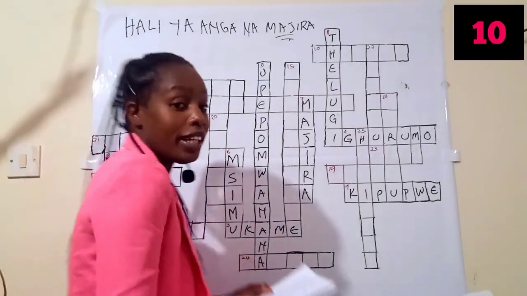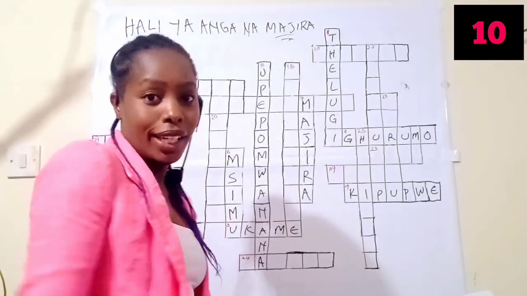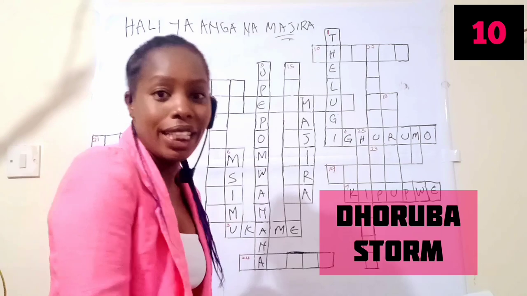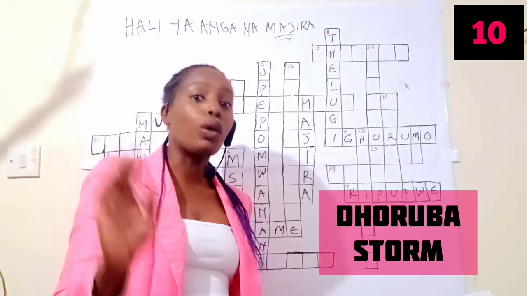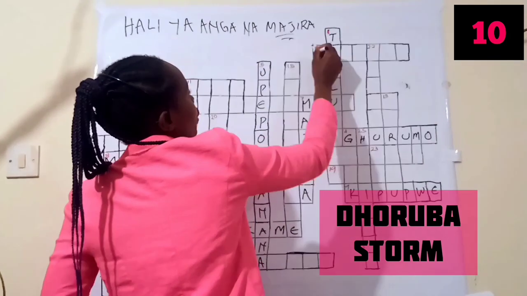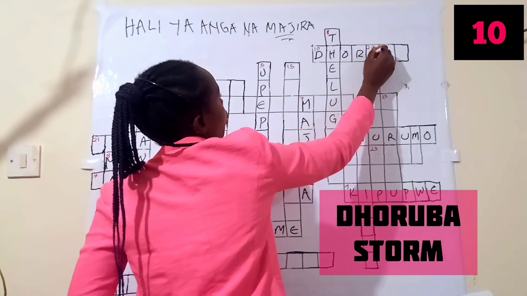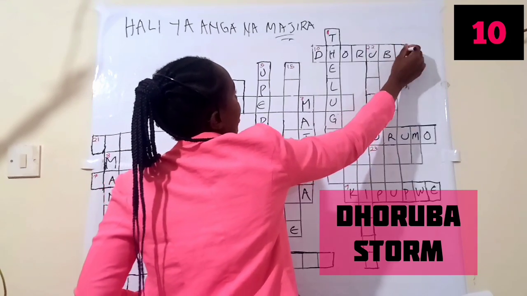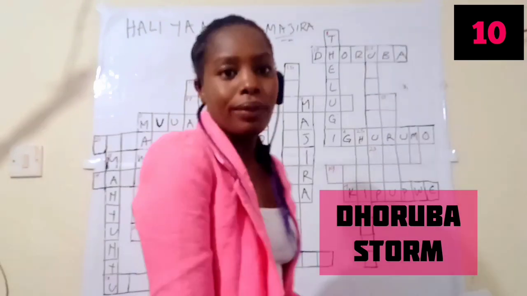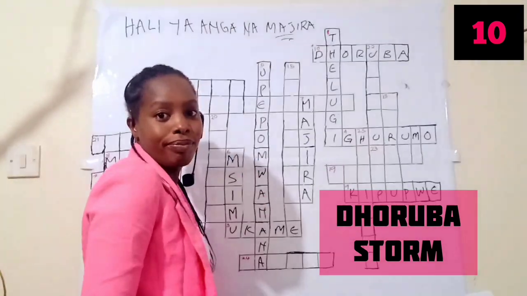Number 10 is storm. What do we call storm in Swahili? Storm in Swahili is dhoruba. Where is number 10? Here. So number 10 is dhoruba. Dhoruba is storm.